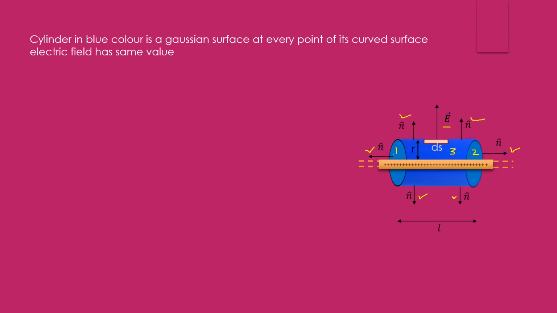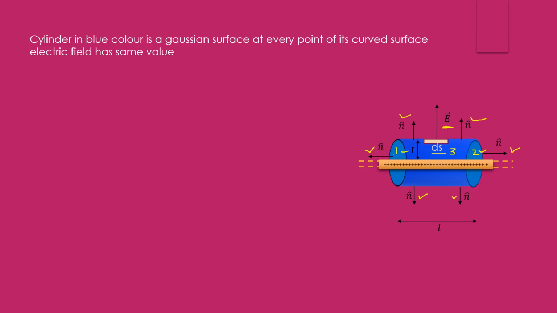We will consider a small area ds on the curved surface. The electric field and the unit vector of the area vector are parallel to each other on the curved surface, and for surfaces 1 and 2, the unit vector of the area vector and the electric field are normal to each other. Or we can say that no electric field lines are passing through surfaces 1 and 2. Electric field lines only pass through the curved surface.